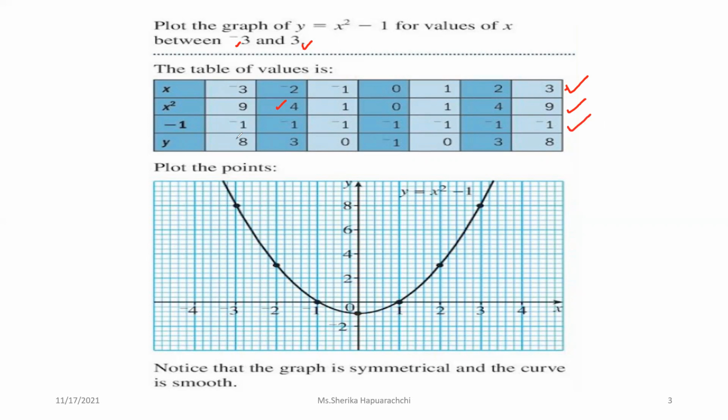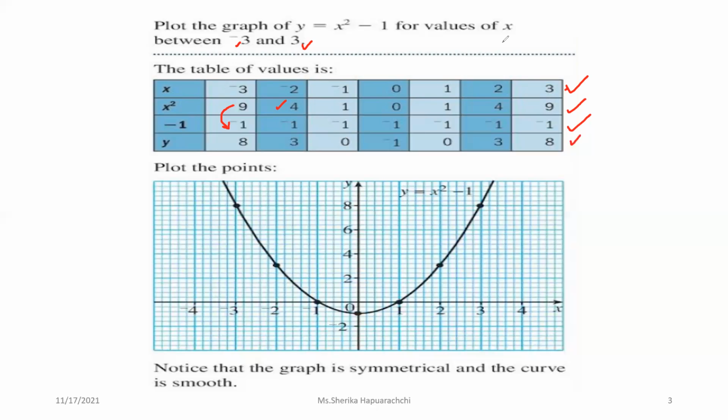And my final one, I have to find the value of y. To find the value of y, what should I do? 9 minus 1, it's 8. Then 4 minus 1, it's 3. 1 minus 1, it's 0. Like that, I have to complete my y row.